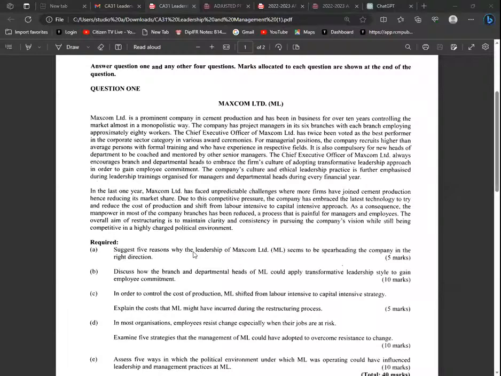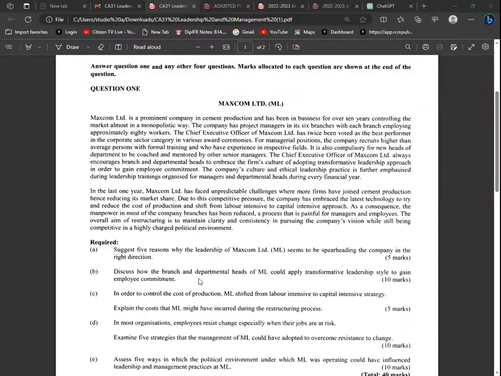Why do you think in this case, ladies and gentlemen, is the management of this company spearheading this company in the right direction? I mean, what are the efficiencies that you're able to see in the case question? Discuss how the branch and departmental heads of ML could apply transformative leadership style to gain employee commitment.